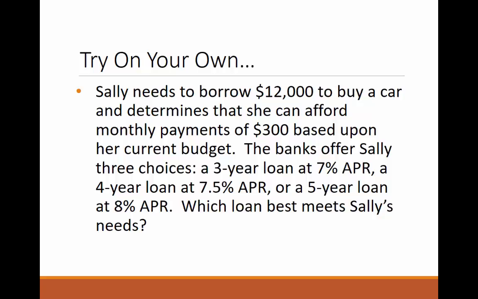Try the following example on your own. Sally needs to borrow $12,000 to purchase a car and determines that she can afford monthly payments of $300 based upon her current budget. The banks offer Sally three different choices: a 3-year loan at 7% APR, a 4-year loan at 7.5%, or a 5-year loan at 8% interest.